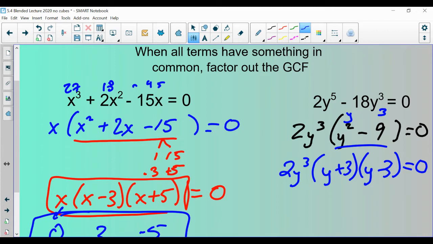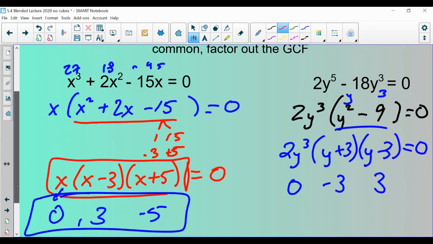Now, if my goal was to factor it completely, I have done so. But if my goal was to solve it, which this one appears to be since it's set equal to 0, I would have to say, what makes the parentheses 0? 3, negative 3. And what would make this y 0? Well, plugging in 0 would make the 2y cubed 0.